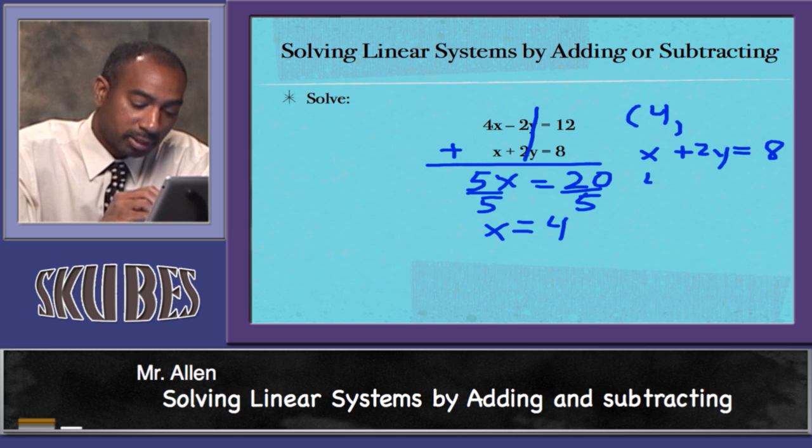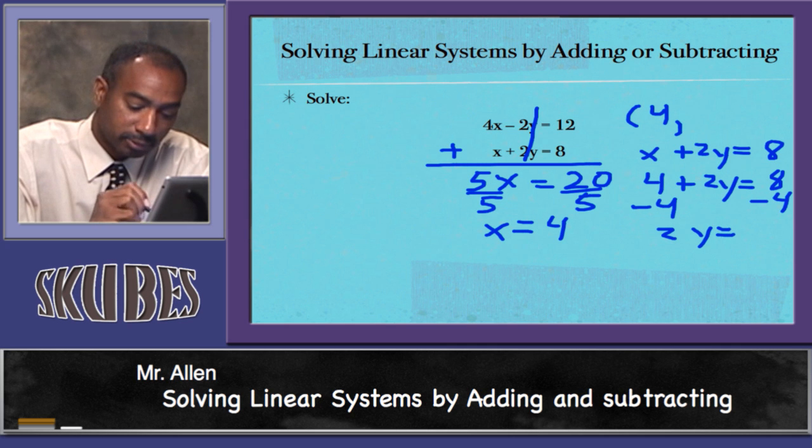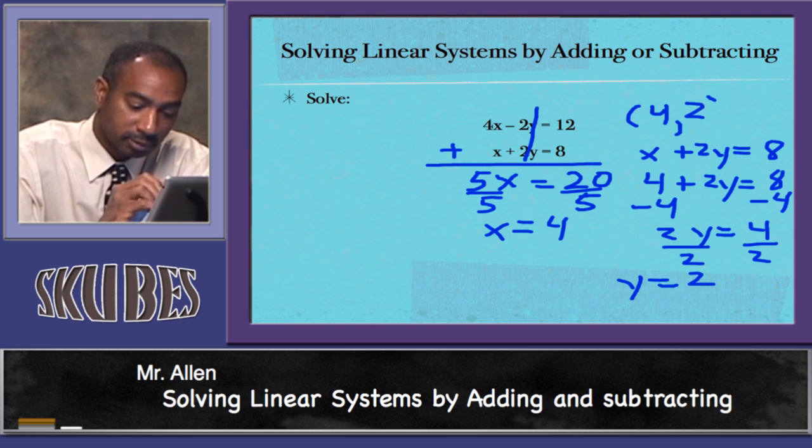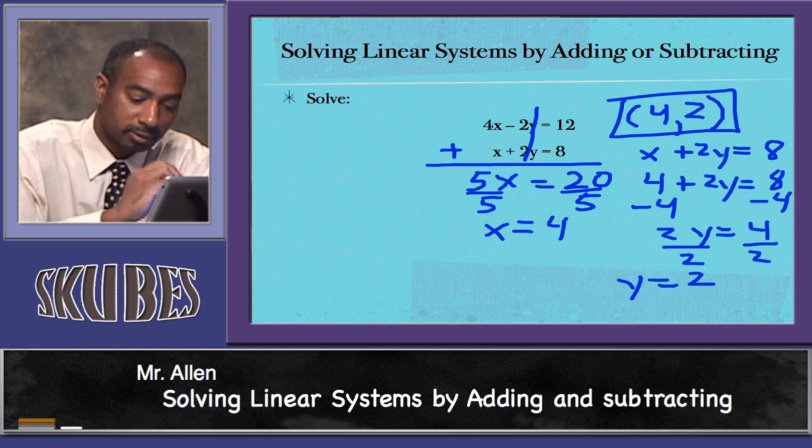So x is 4. I have 4 plus 2y equals 8. Subtract 4 from both sides. I'm left with 2y equals 4. Divide both sides by 2, y must be 2. So the point of intersection is 4, 2.